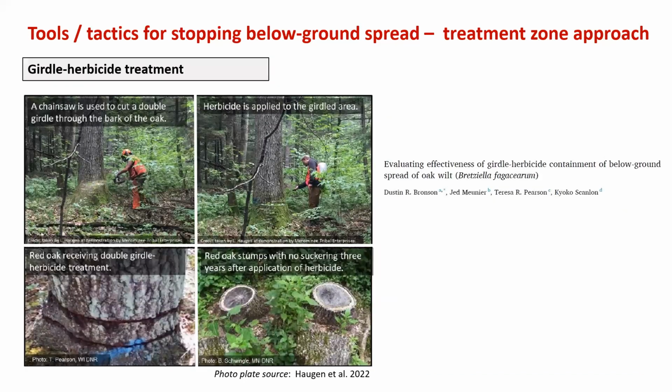And then tools and tactics for stopping below ground spread. The girdle herbicide treatment that I mentioned to you was recently evaluated, and those results are published in this particular article, again, that you have. And I think I'm just going to mention that this was after 4 years of evaluation. They found that the method was effective in controlling below ground spread with an overall success rate of 55%. These are in forested areas. Greatest success, 81%, was achieved when the infection centers that they were treating were small. They had 4 or fewer infected trees.